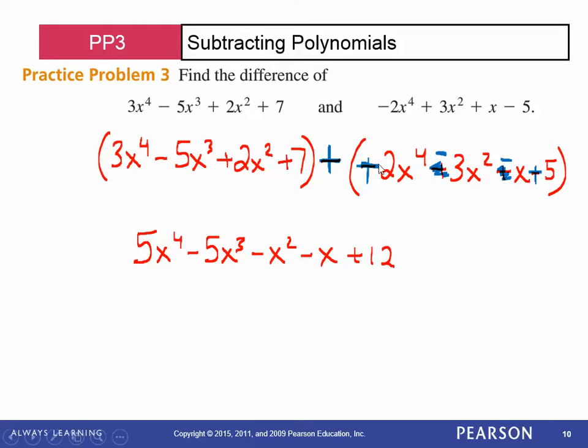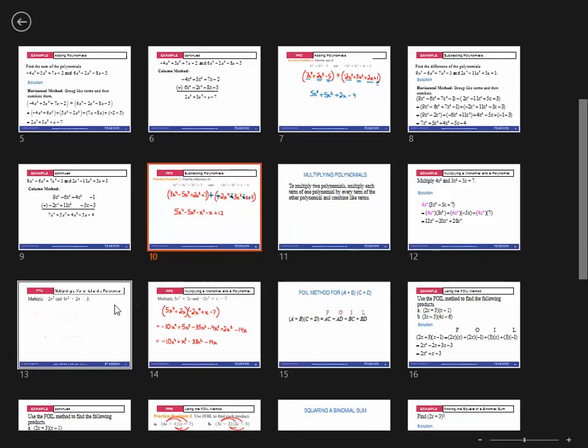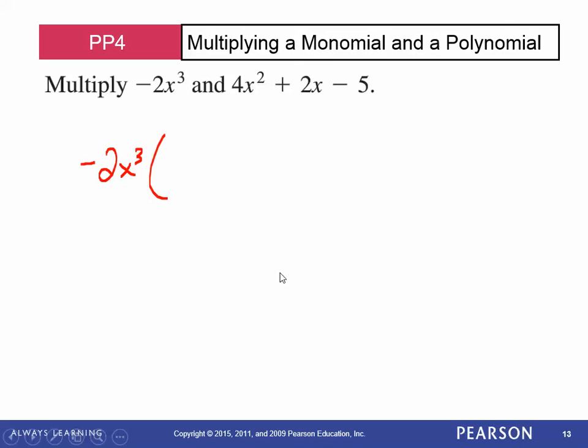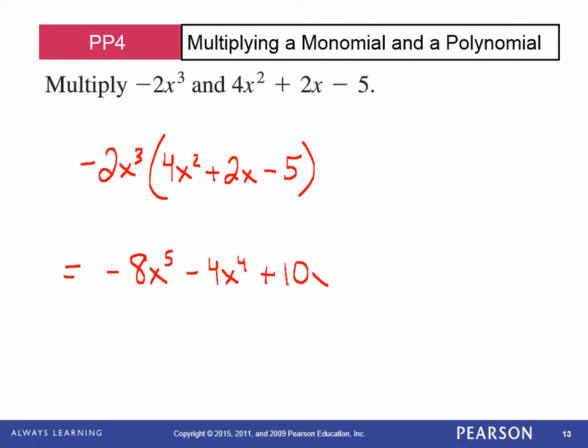Okay, so we got addition, subtraction. Next, what do you guys say? Multiplication. All right. Multiply -2x to the 3rd times 4x squared plus 2x minus 5. I'll just write it like this so you don't have to rewrite it again. Hopefully you guys are done, almost. So -2x to the 3rd times a 4x squared makes a -8x to the 5th. We're good there so far? Then how about a minus 4x to the 4th, and how about a plus 10x cubed? Cool.